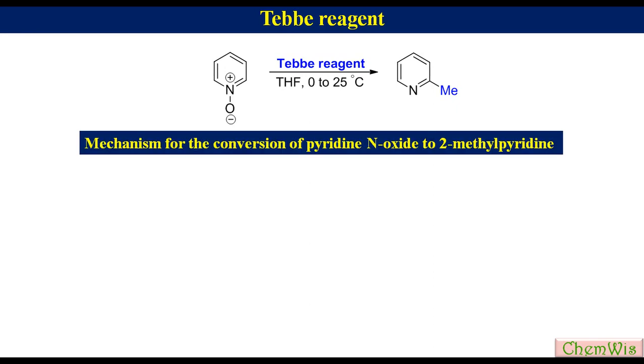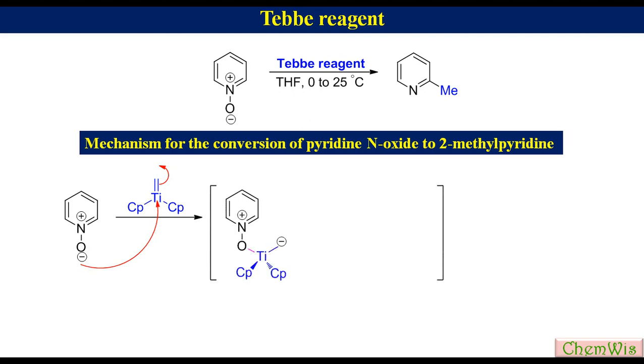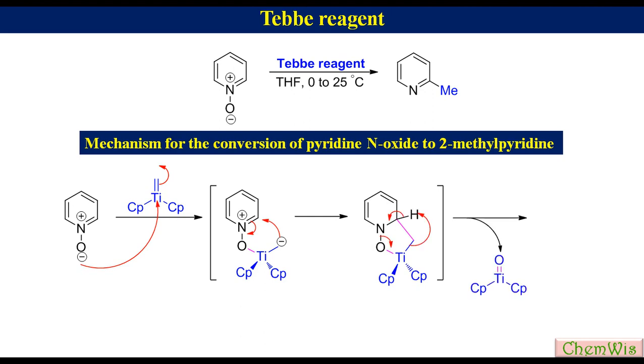Mechanism involves attack of the oxygen atom of N-oxide on the titanium atom of titanocene methylidene generated in situ from the Tebbe reagent to produce a betaine structure, which undergoes cyclization to produce this bicyclic structure with a 5-membered metallacycle. Now, the 5-membered ring opens like this to release titanocene oxide and generates 2-methylpyridine. The driving force for the ring opening is the aromatization and formation of the strong titanium oxygen double bond.